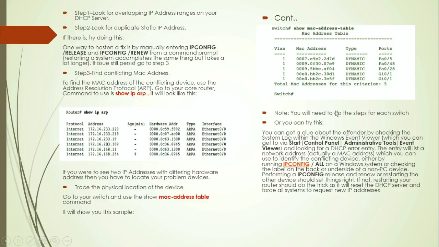Note that you need to do this step for each switch that you have, or you can also try this. You can get a clue about the offender by checking the system log with the Windows Event Viewer, which you can get to via Start, then Control Panel, Administrative Tools, and then Event Viewer, and try looking up the DHCP error entry. The entry will list the network address or the actual MAC address, which you can use to identify the conflicting device either by running ipconfig /all on a Windows system or checking the label on the back or underside of a non-PC device. Performing an ipconfig release and renew, or restarting the other device should set things right.